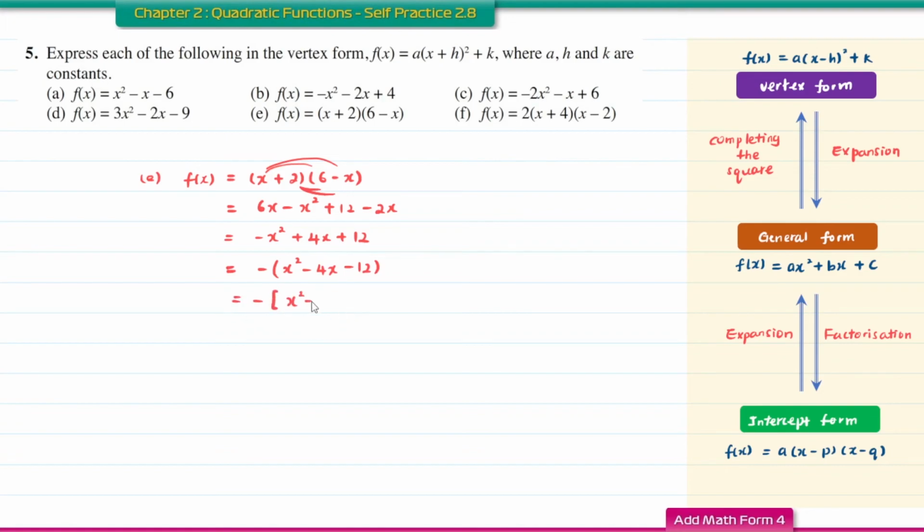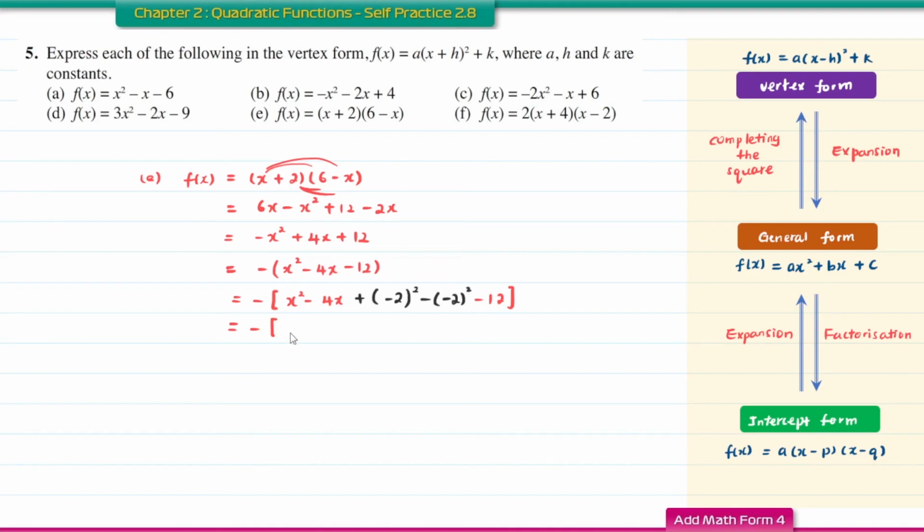Next. Now I'm going to add in a number here. So I'm going to take the b, which is the negative 4. I'm going to divide it by 2 and then I'm going to square it. So negative 4 divided by 2 is the same as negative 2. So here I'm just going to write negative 2. And I'm going to minus with the number that I add in here. Then don't forget you still have a minus 12 here.